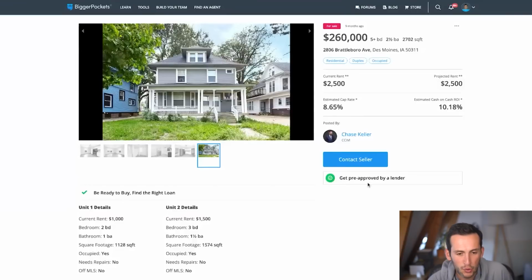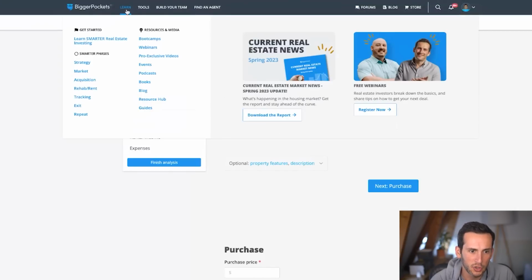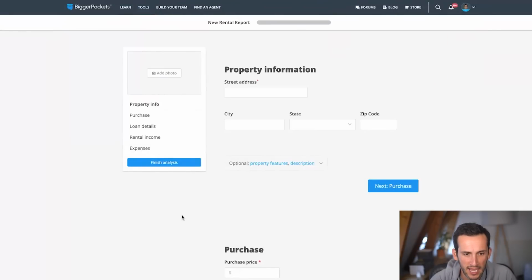So to get into these deals, I'm actually going to move over to the BiggerPockets website and use the BiggerPockets calculator to run all the numbers, because you actually need to do some math here. So I just came here to BiggerPockets.com. You just go to Tools, Rental Property, and you get here. I'm going to just show you how easy this can be done if you have the right tools.